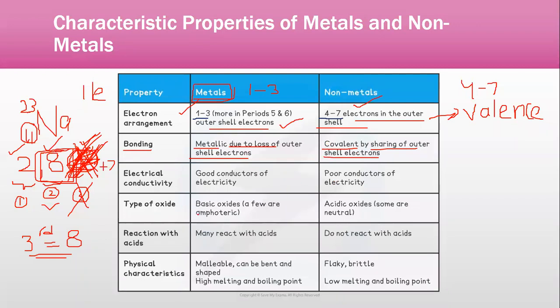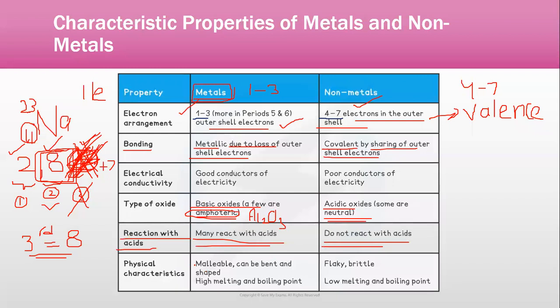Talking about types of oxides, metals form basic oxides. A few of them are amphoteric, such as Al2O3. We will cover that in acids, bases and salts as well. Non-metals form acidic oxides, and some of them are actually neutral. If we talk about reaction with acids, many metals react with acids and non-metals do not react with acids.